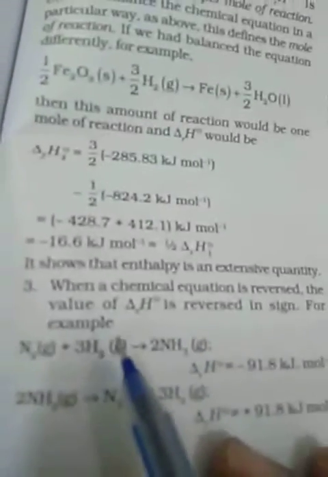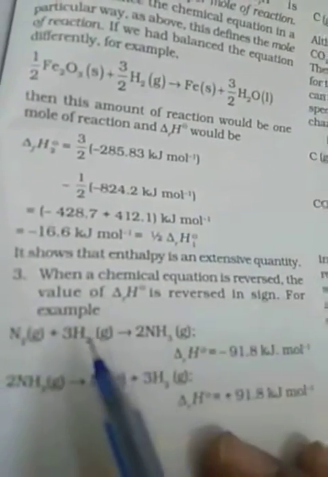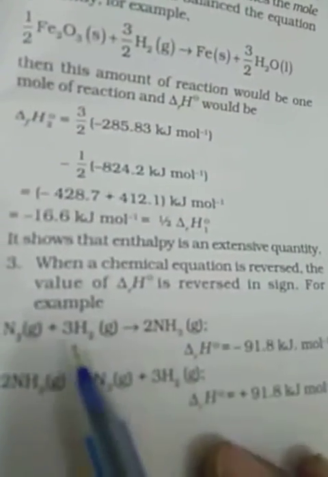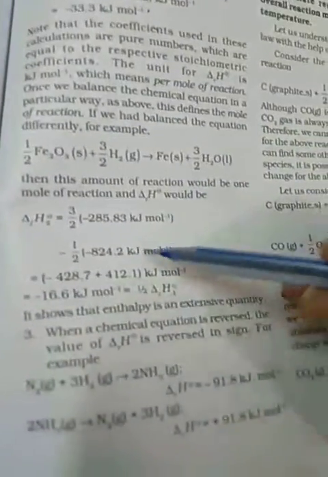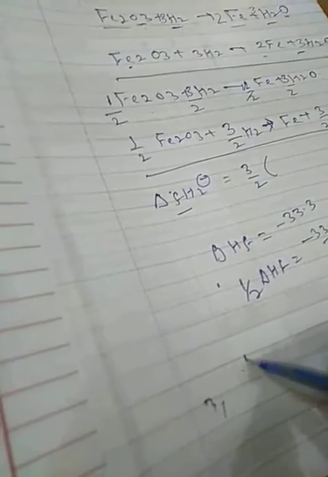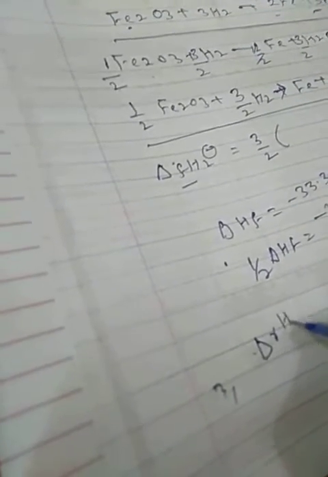Now the third property: when a chemical equation is reversed, the value of ΔH, the enthalpy of reaction, is reversed in sign. Here I taught you the first point, the coefficients, and second, the numerical value in different paths, in one way and in a second way, where the values also come out the same.